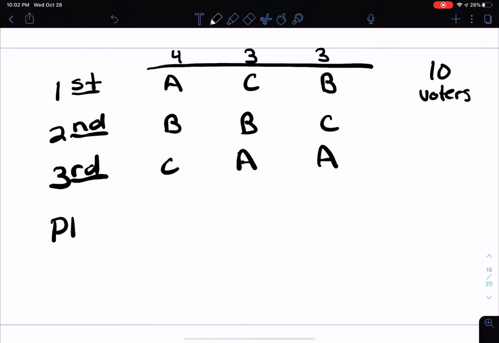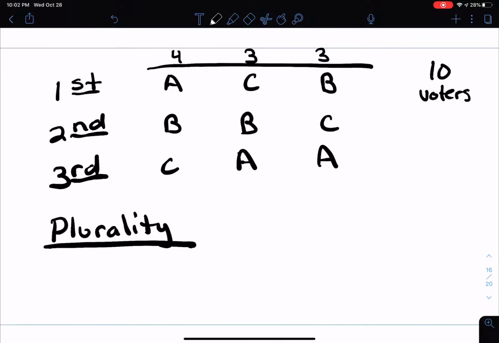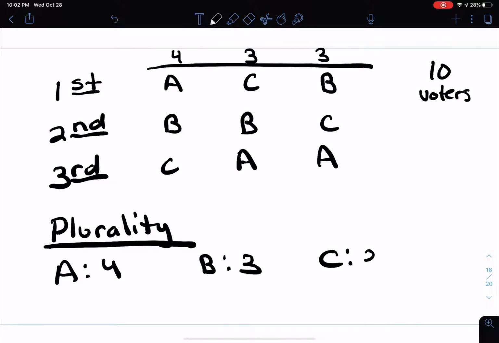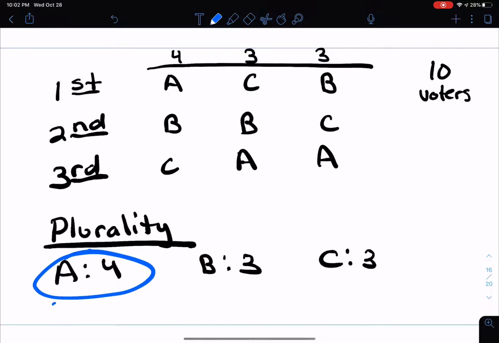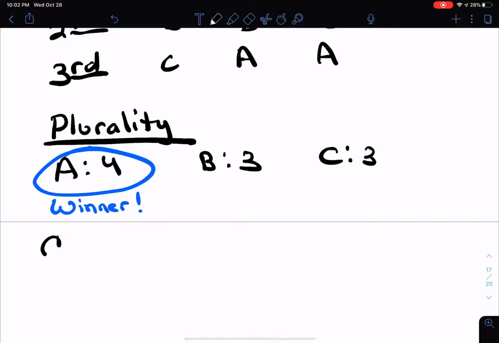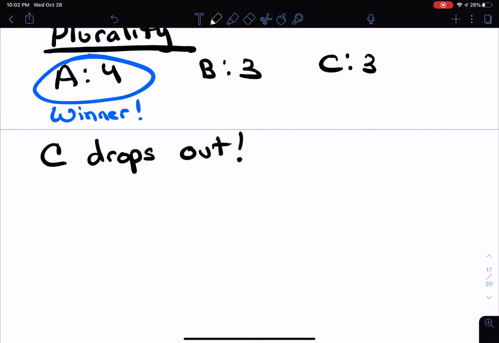By plurality, we're just looking at who has the most first place votes. Plurality doesn't need to be majority. A has 4 first place votes. B has 3. C has 3. So by plurality, A is the winner. But what if something happens? What if C drops out? All right. So if C drops out, our table now looks like this.